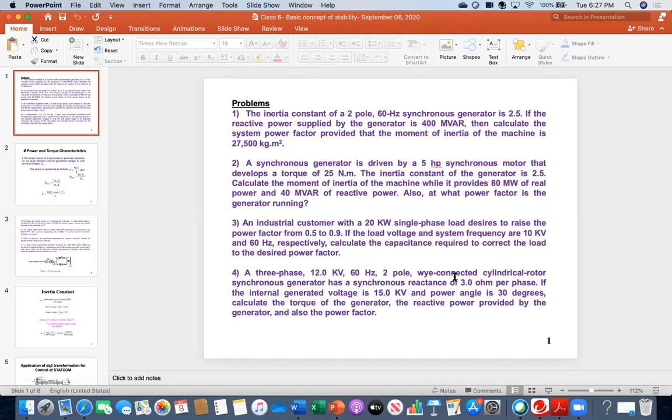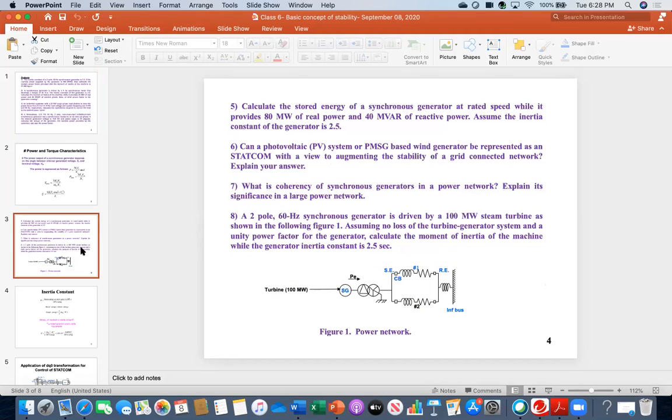Okay, so therefore, everybody, I am now scrolling to the next slide. There are a couple more questions for you. You see, there are some theoretical questions as well that I'll be discussing. Then once again, everybody do number 5. Calculate the stored energy of a synchronous generator at rated speed while it provides 80 megawatt of real power and 40 megawatt of reactive power. Assume the inertia constant of the generator is 2.5.